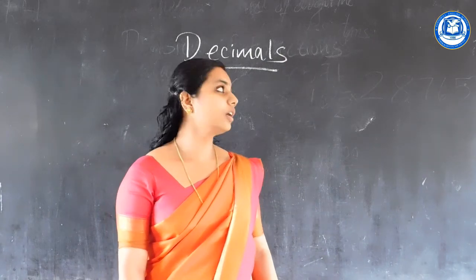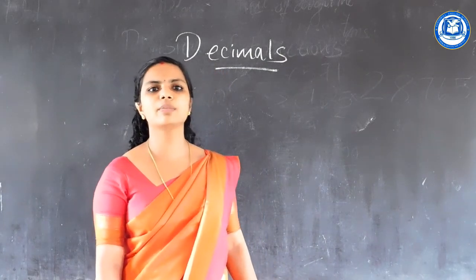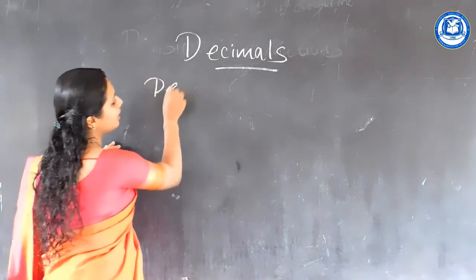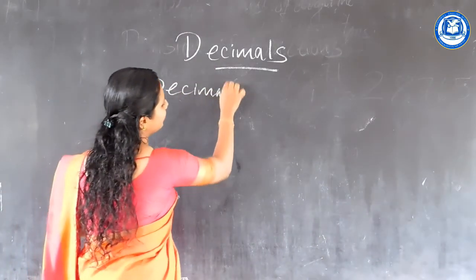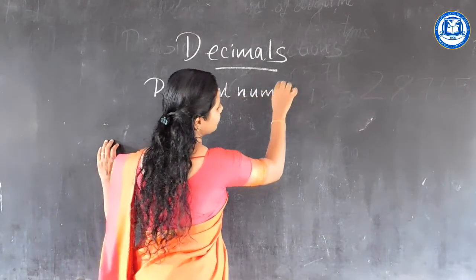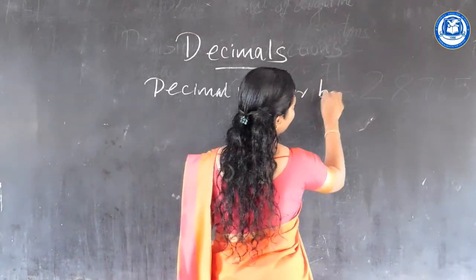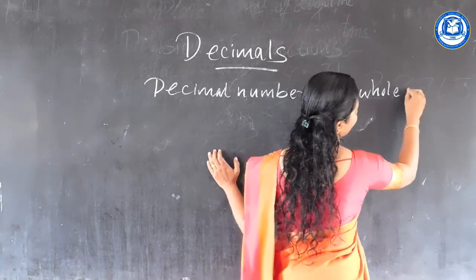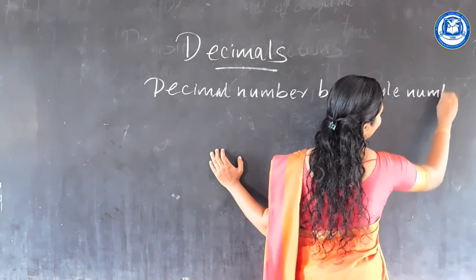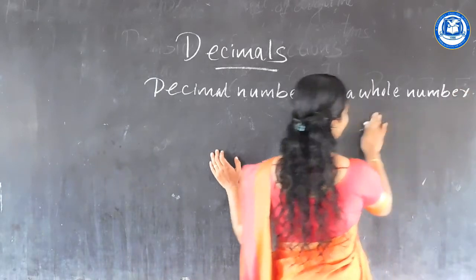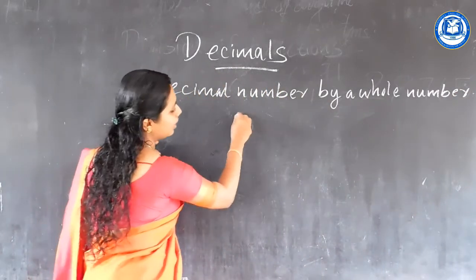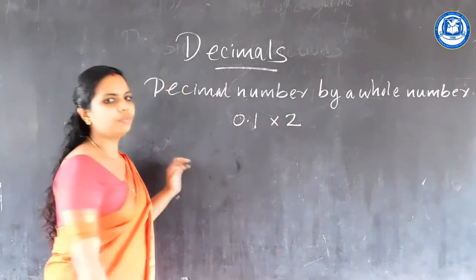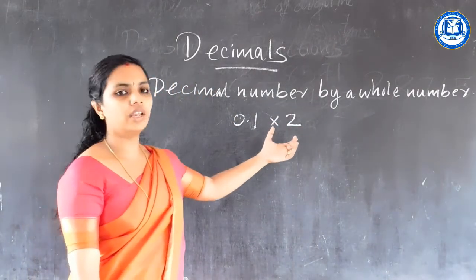Okay, now we can look at how we can multiply a decimal number by a whole number. For example, 0.1 into 2. We want to find 0.1 into 2.